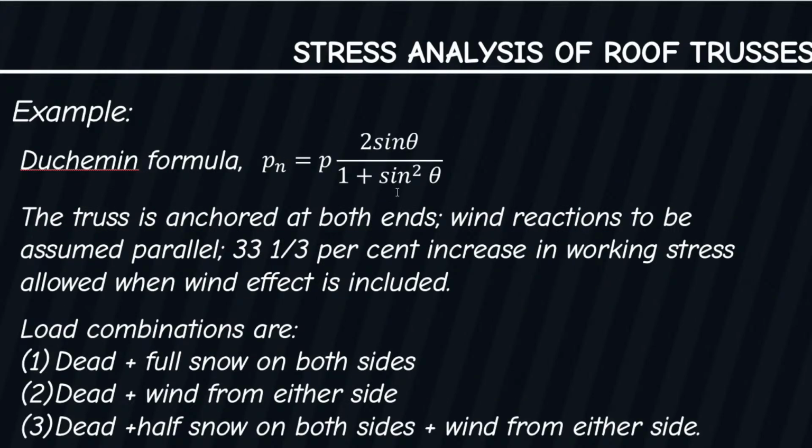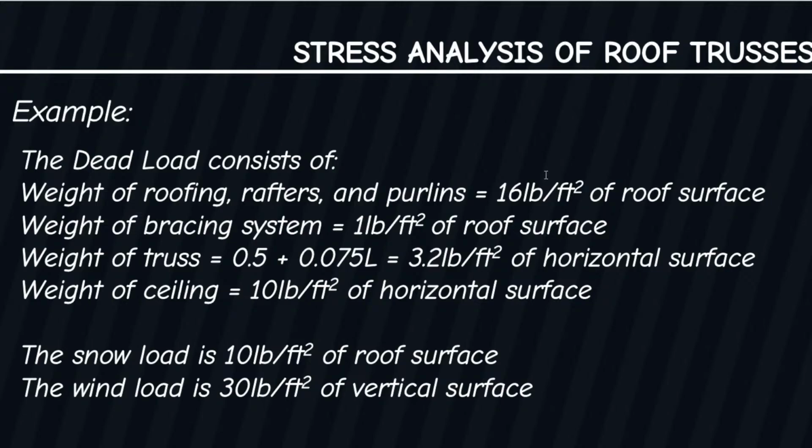So that when you have the Dutchman formula, so given, the truss is anchored at both ends. Wind reactions to be assumed parallel. 33 and 1/3% increase in working stress allowed when wind effect is included. So we have the load combinations. By the way, load combinations, self-explanatory. So, dead load plus snow. Load combination na ito. Dead load plus wind. Load combination na ito. Ganun lang. So, yun. So, let's try to find. So, ulit atong gusto ipakita kung how to solve that one.